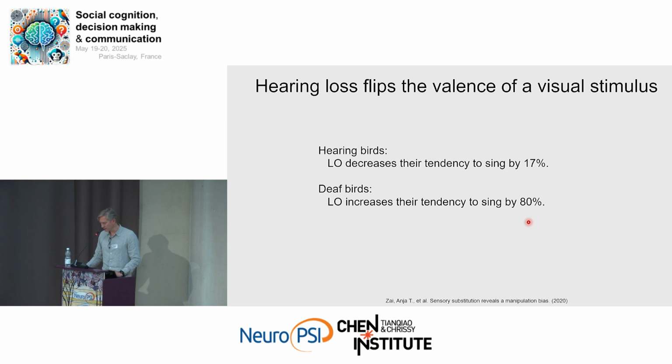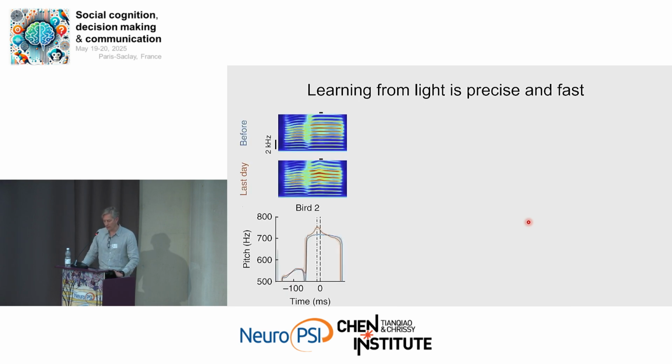And the most surprising thing to me was that when you look at the learning, it's extremely precise and fast. So here's a bird that sings this particular stimulus syllable over here, and when you turn off the light for a few days at this particular moment on low-pitched renditions, it will just make this little increase over here just before the light off. So the bird changes its song at a very localized moment in time. And this is similar to what you find in hearing birds.